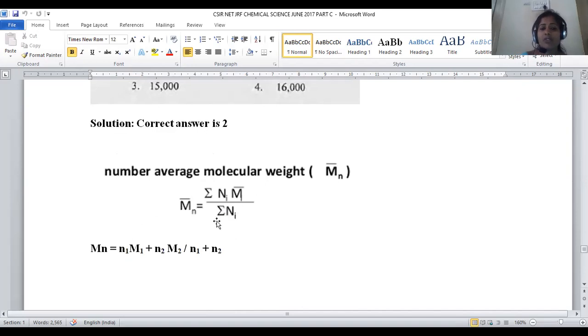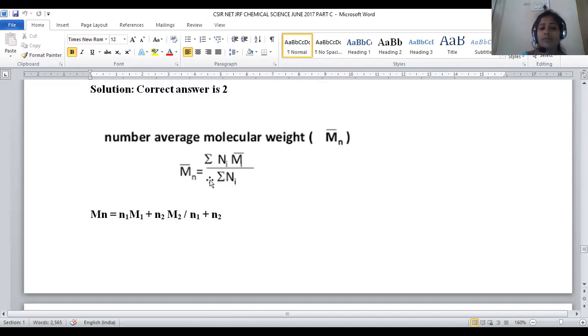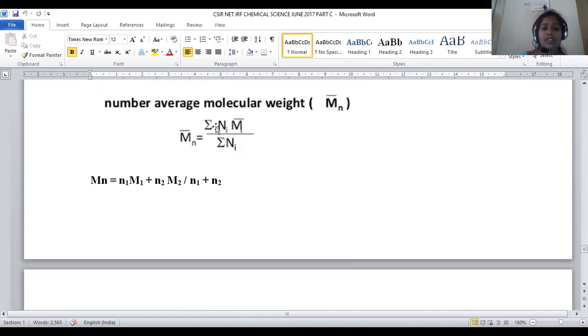The formula for number average molar mass will be Mn is equal to sigma Ni Mi by sigma Ni. N stands for the number of monomeric units involved in the polymerization. M is the mass of polymer that we are taking, right, by sigma Ni. So this will be the empirical formula for number average molar mass. So sigma can be expanded in this way: N1 M1 plus N2 M2 by N1 plus N2. In this manner, we can expand this equation.